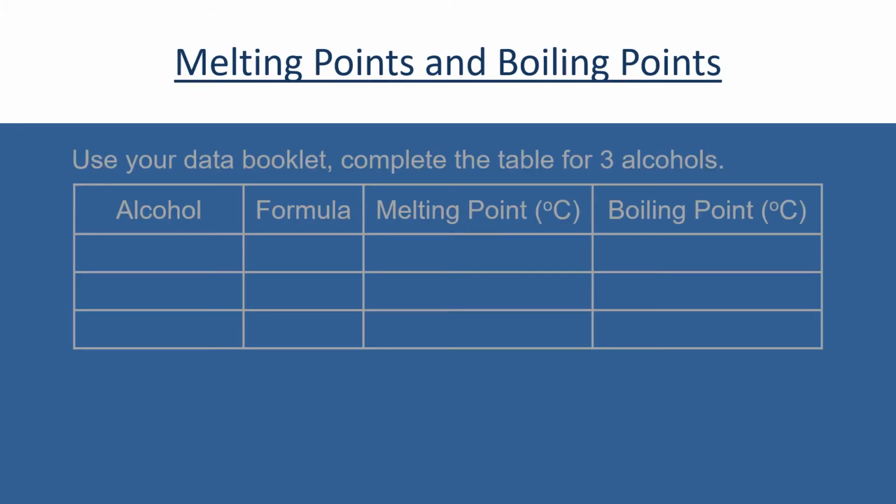So the first task I want you to do is to get your National 5 Chemistry data booklet and complete this table for the first three alcohols. Okay, so for methanol, ethanol and propan-1-ol. Filling in the name of the alcohol and then the formula and then the melting points and boiling points which we will get from the data booklet. Okay, so pause this video now and complete this table.